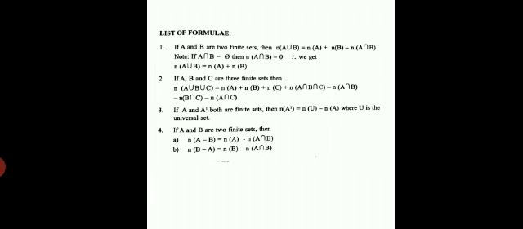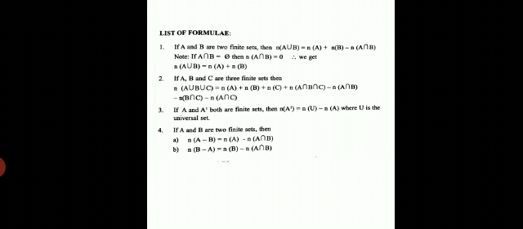Similarly, if there are three finite sets, A, B and C, then we write the same formula like n of A union B union C is equal to n of A plus n of B plus n of C plus n of A intersection B intersection C minus n of A intersection B minus n of B intersection C minus n of A intersection C.